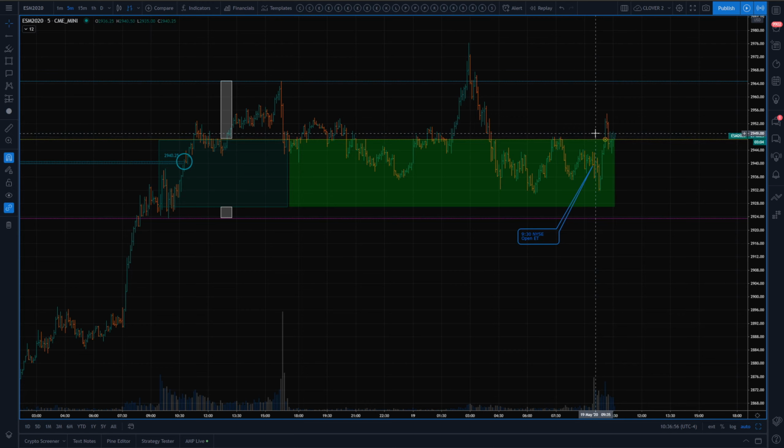But with these types of probabilities, 75% is a great trade. If you show me a trade that wins 3 out of 4 times, I'm going to take that trade every time. And the lower the gap down, the better, inside of this green zone.